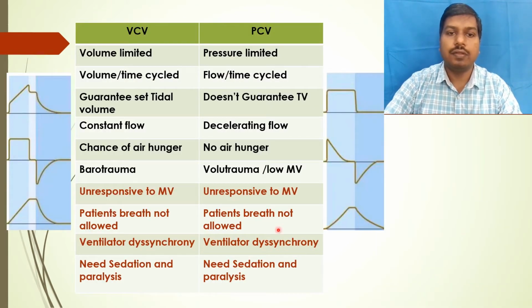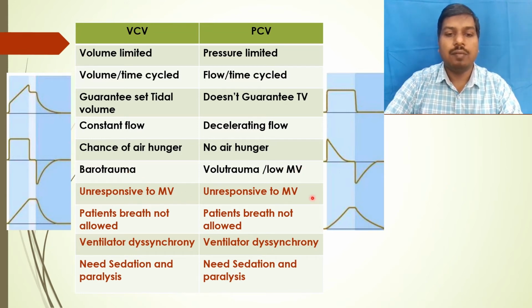So this is the difference between the volume control ventilation and pressure control ventilation. Here the volume is limited, this is volume limited, PCV is pressure limited. There is high chance of barotrauma in volume control ventilation if the compliance of the lung is very low. Again, in pressure control ventilation, if the compliance is very low, there is a chance that there can be low delivery of the tidal volume.